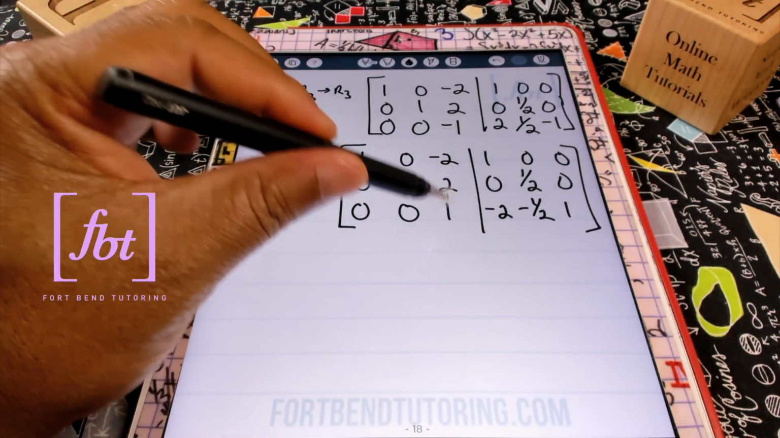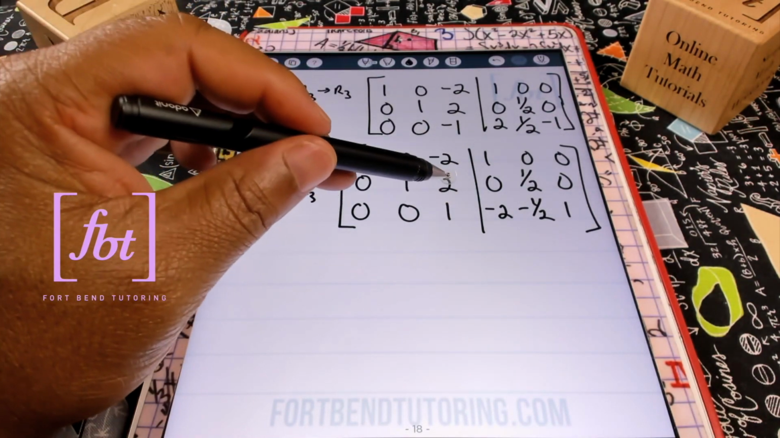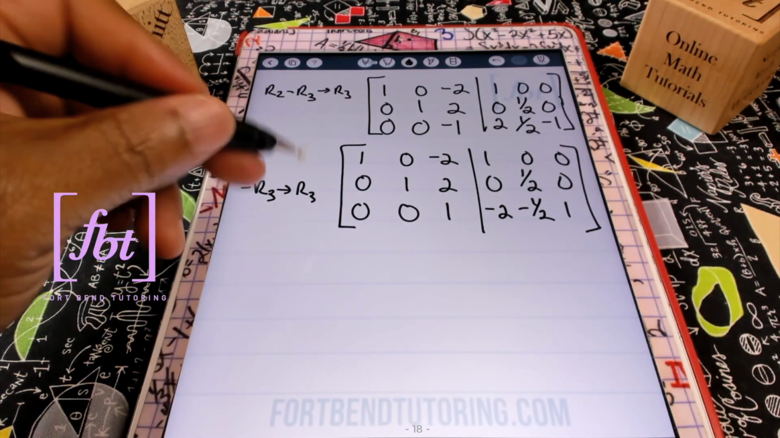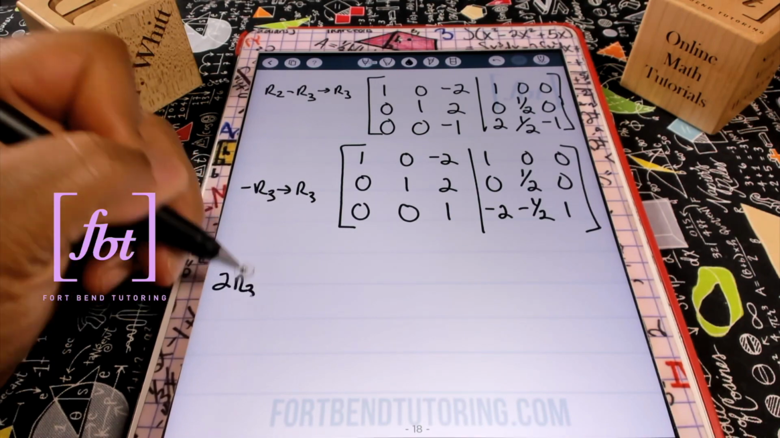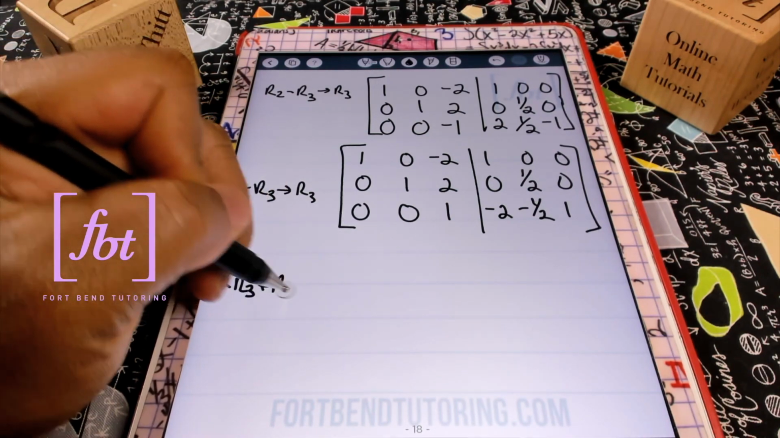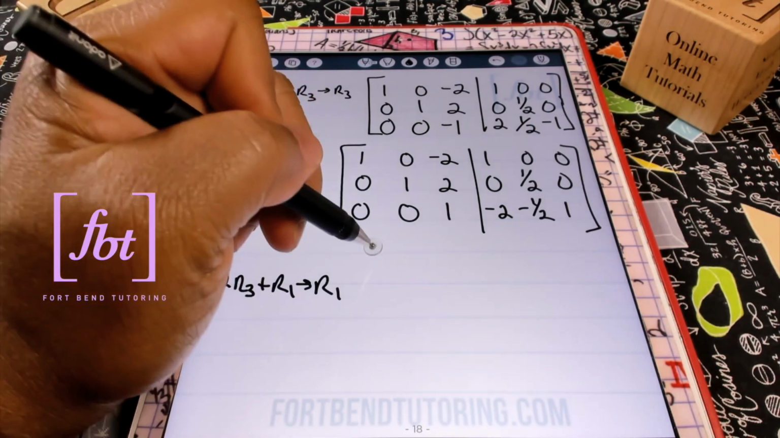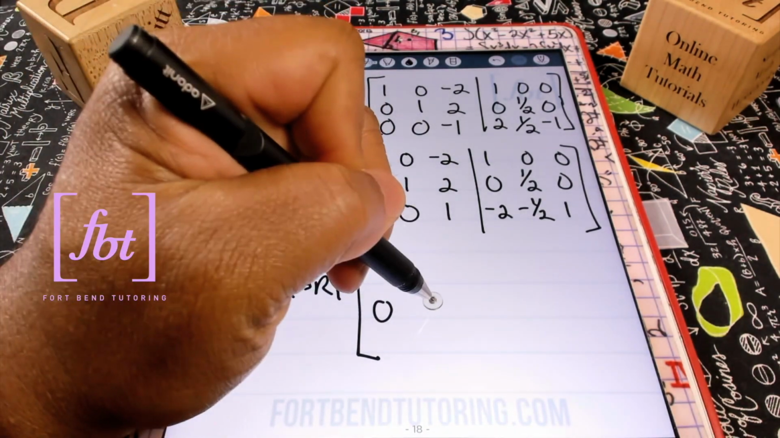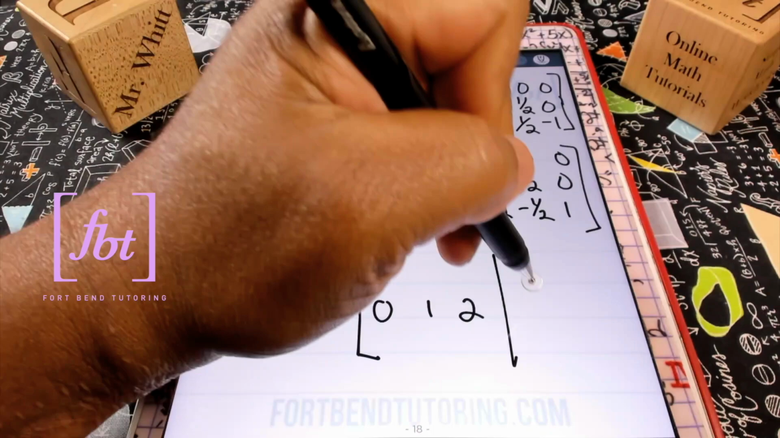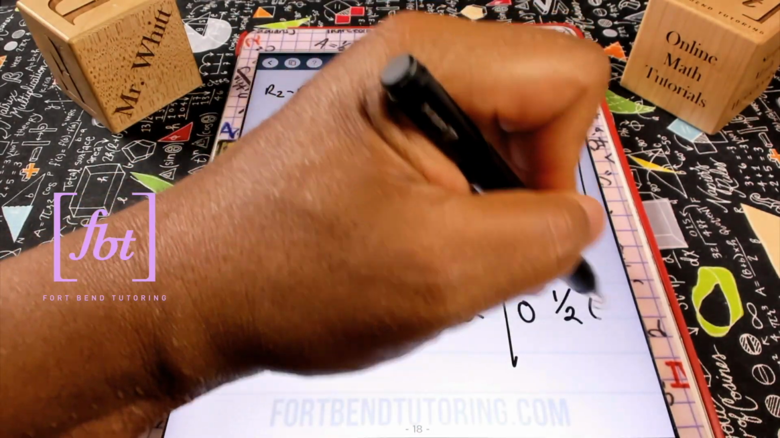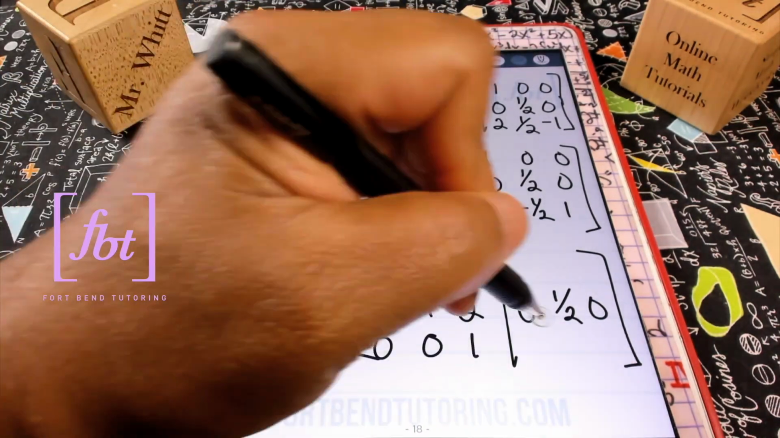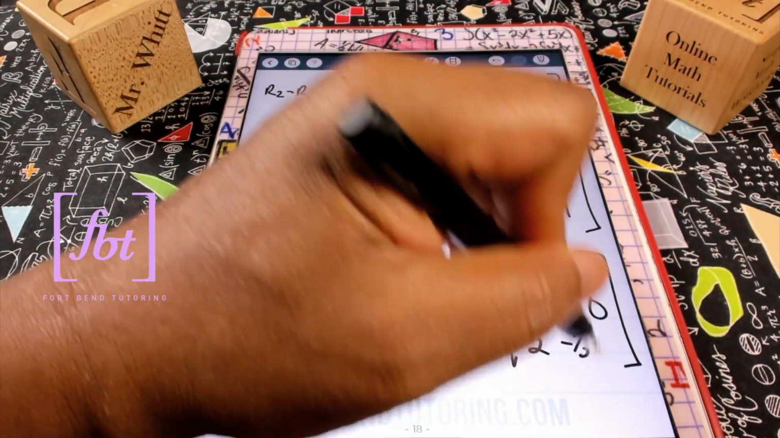Now that I have a 1 in the third row, I'm going to use that 1 to create zeros above the 1. All right, so my next row operation is going to be 2 times row 3 plus row 1, placing the result in row 1. Just like that. So that means that I can keep rows 2 and 3. So I'm going to bring down 0, 1, 2, 0, 1/2, and 0. And I'll have 0, 0, 1, negative 2, negative 1/2, and 1.